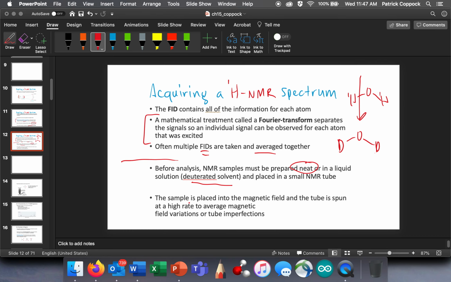Okay, sample is placed in a magnetic field, and the tube is spun. Right, it's a little tiny tube. Well, it's close to actual size. A little tiny tube, and it's spun really fast. Right, and we do that to take care of field variations, magnetic field variations, and tube imperfections. All right, and that's how we acquire a spectrum for a proton NMR.